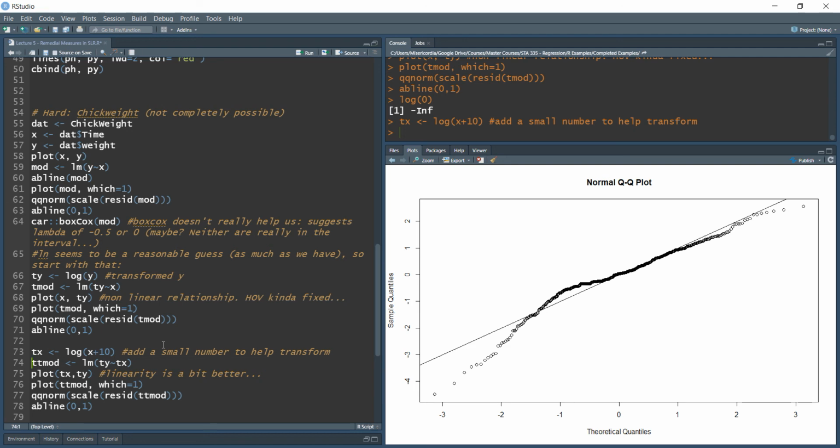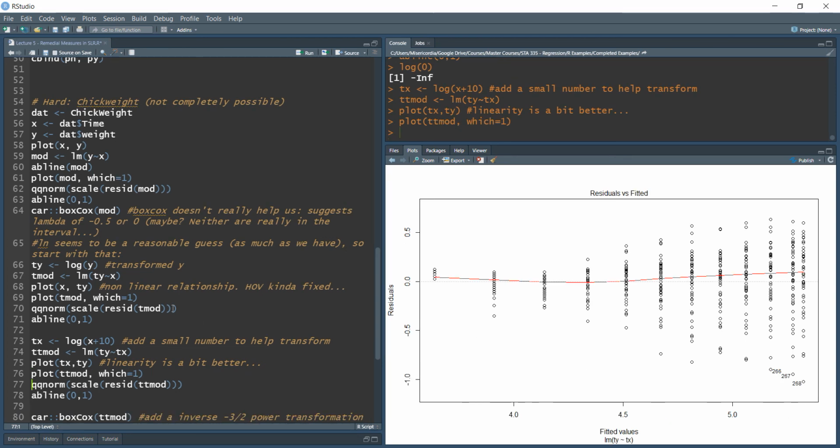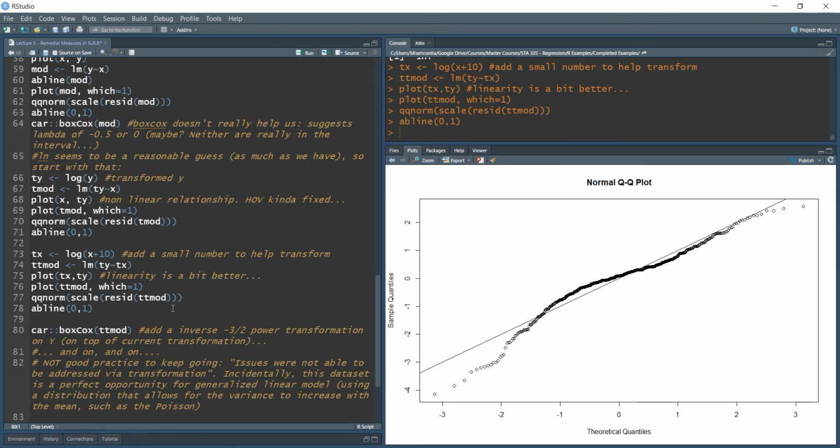And now I'm going to fit my transformed model. So now I've got transformed x and transformed y. So I'll do my plot. Linearity looks a little bit better. My residuals still don't look particularly great. But yeah, linearity looks like it's better than it was. Normality looks relatively okay. Kind of looks about the same as it did previously, but certainly better than it was originally.